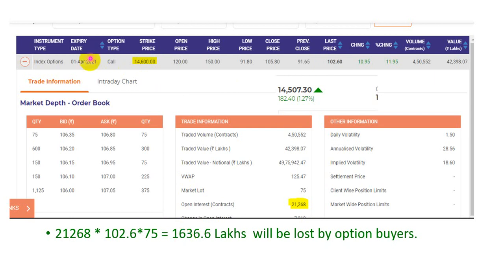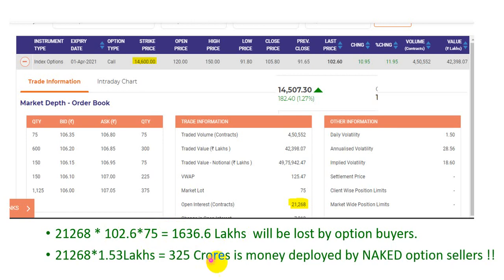Okay, this screenshot I took on Monday or some Friday. If you see the game they are playing now, 16 crores will become 0 if the price closes below 14,600. Usually you see open interest, you see premium, but if you multiply and see, then you will understand where it can go and close such that the loss will be minimum. Now 1.53 lakhs, this fellow has to submit. 102 into 75, this fellow has to submit. So how much is he investing? 325 crores.